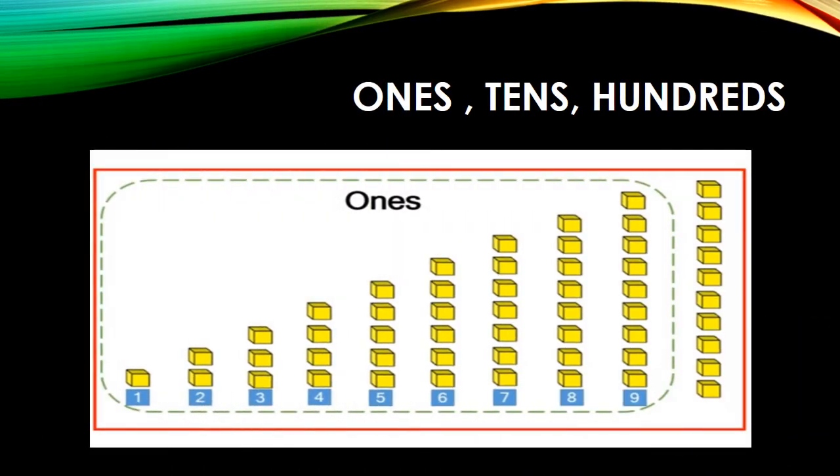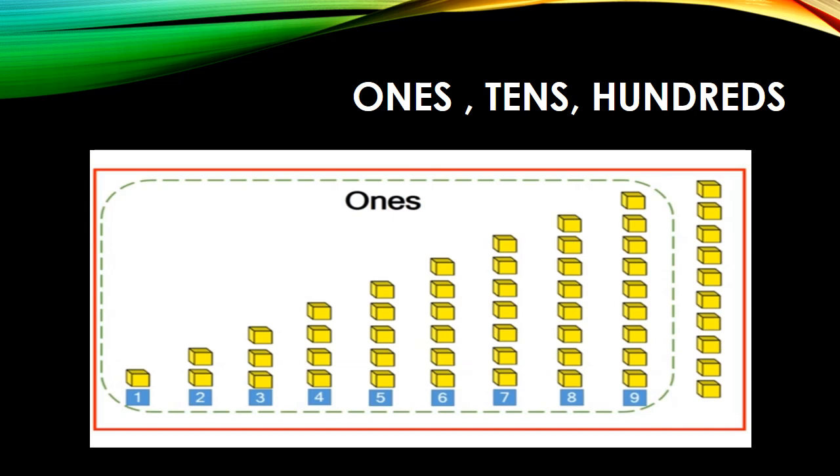Children, as you all are familiar with the groups, that is ones, tens and hundreds. We all know how the ones have formed, tens have formed and hundreds have formed. Let us recall. Look into the given picture.